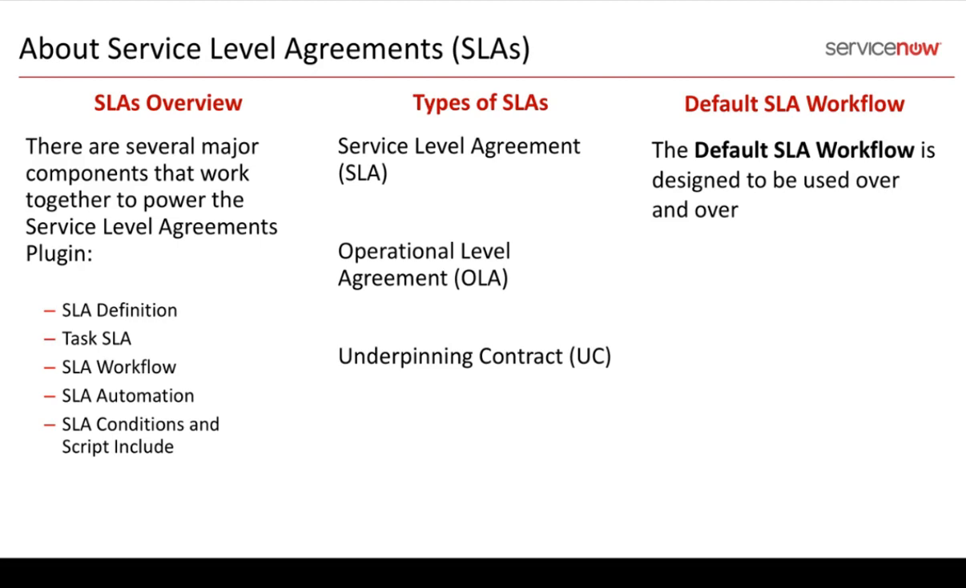The default SLA workflow is designed to be used over and over, and it doesn't count minutes and hours, it counts percentage of time. So if your priority 1 SLA is 4 hours, it's going to count 50% being 2 hours. Okay. Using it again on a priority 3, which is 48 hours, it's going to count 50% of time being 24 hours. Okay. So it doesn't count actual minutes. It counts percentage.